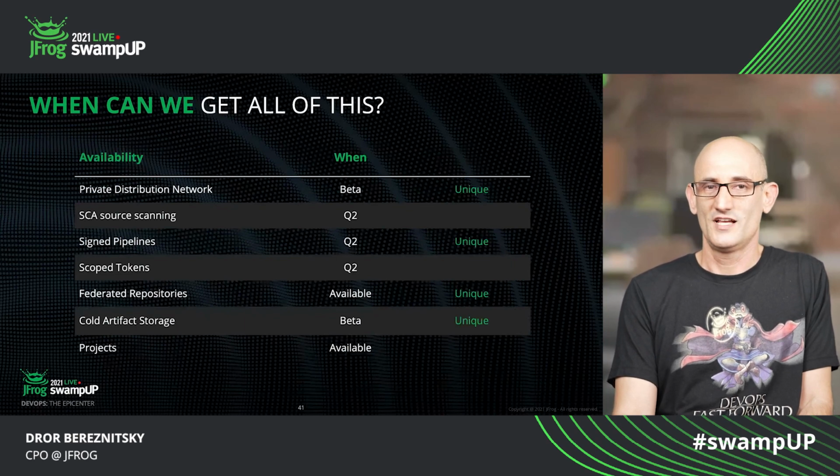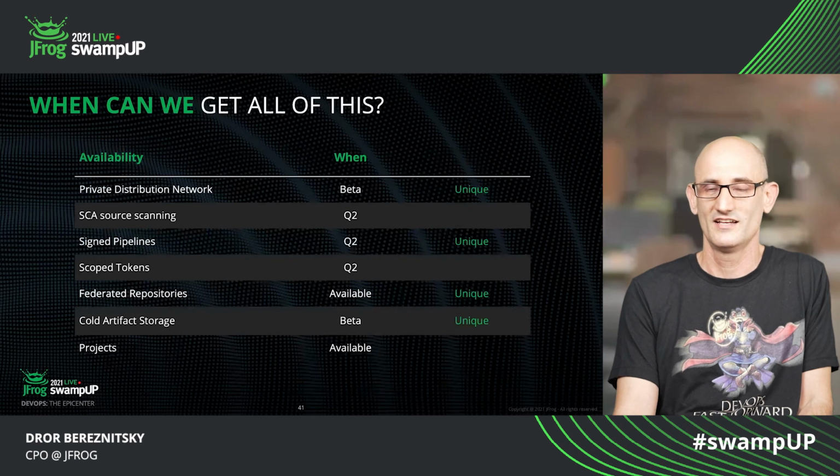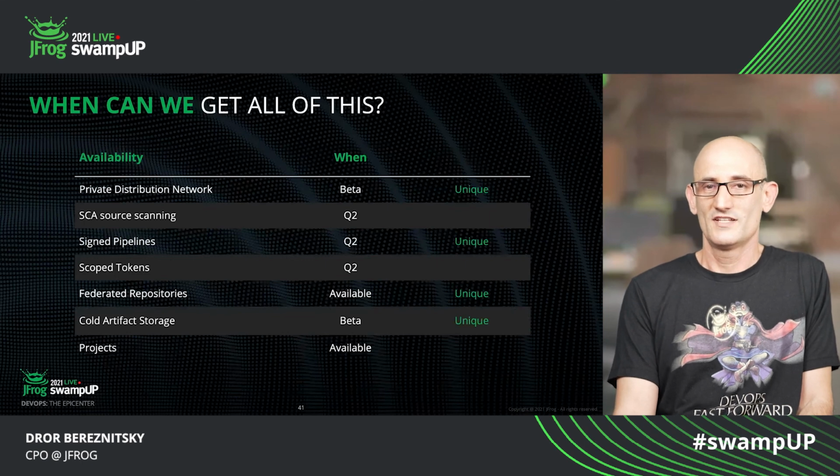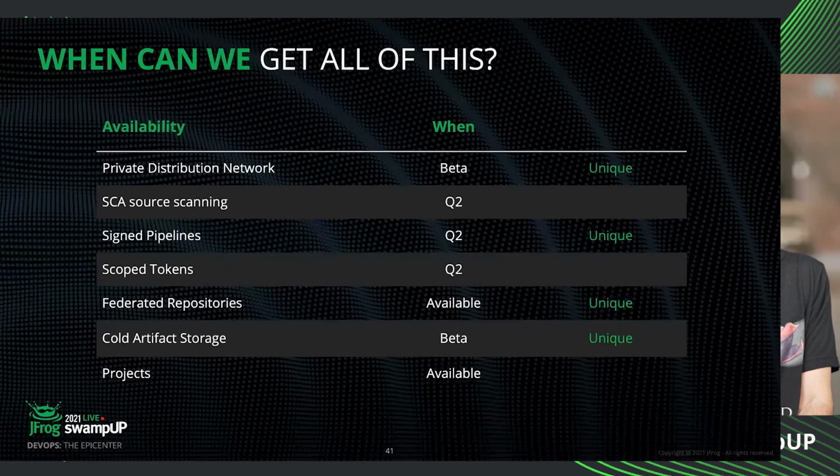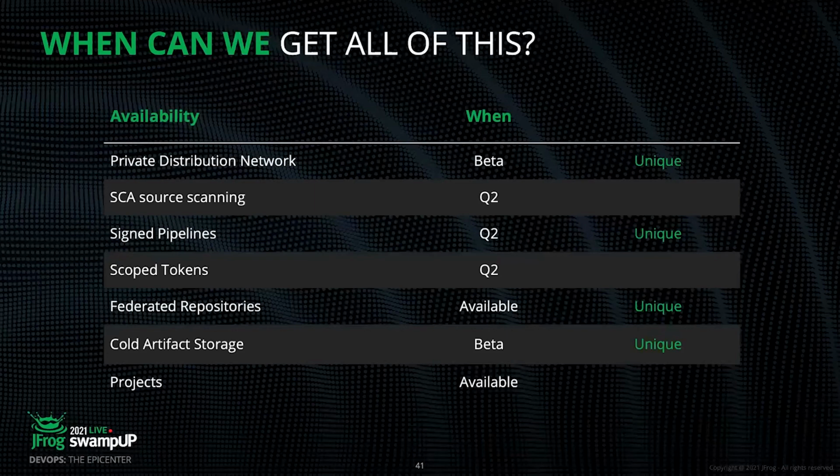So, to summarize, we've seen a lot of new capabilities and features that were discussed in this session, and you probably ask yourself, when can I get all of it? So I'll start with the private distribution network that Yoav mentioned, and this is in beta, so if you wish to join the beta, please contact us and have a chance to try it for yourself. The software composition analysis for sources is something that's coming later in Q2, as well as the sign pipelines and the scope token. All of these will be available by the end of Q2.